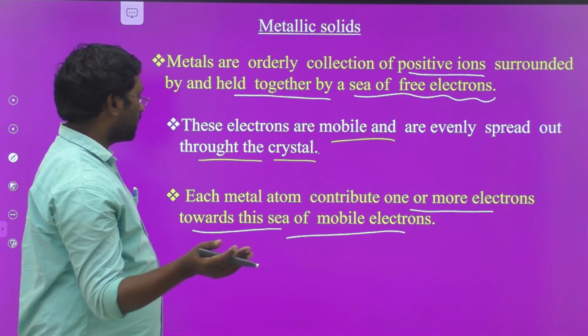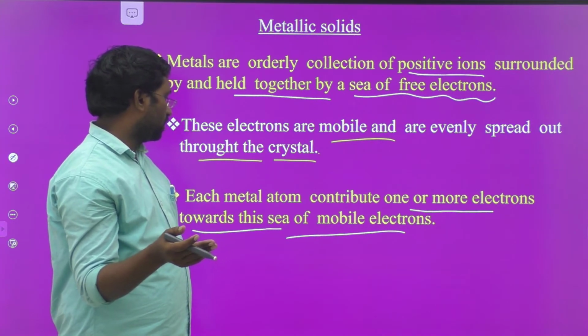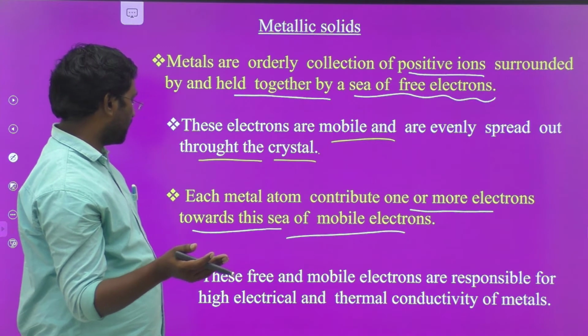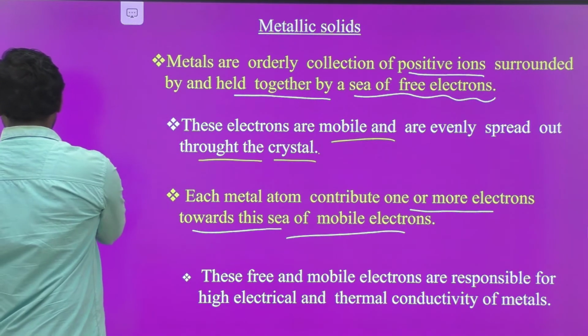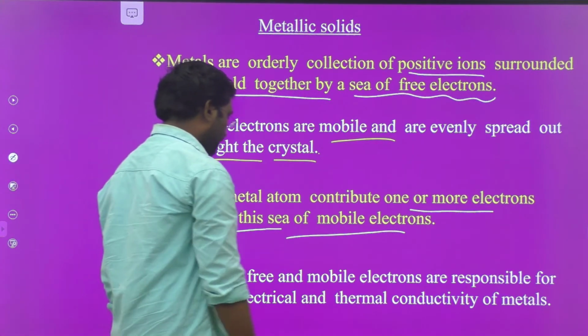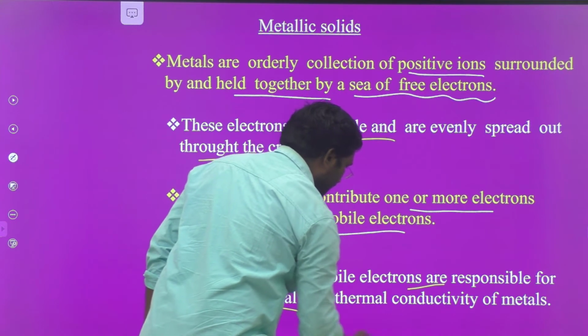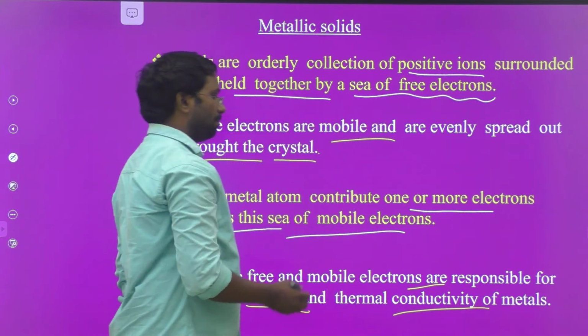So every metal atom in the crystal contributes one or more free electrons, a sea of mobile electrons. Therefore, this free movement of electrons gives metals different properties. These free and mobile electrons are responsible for the high electrical and thermal conductivity of metals.